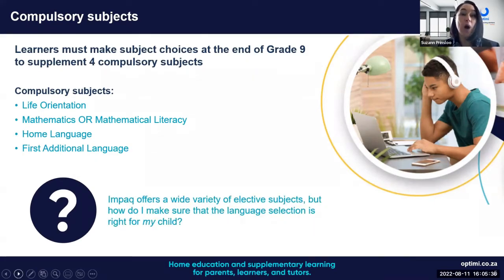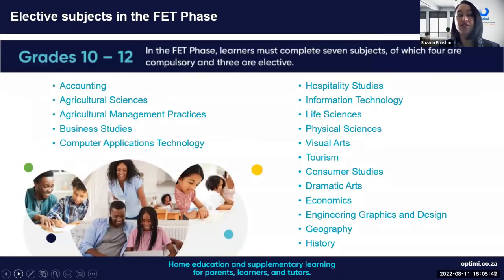We do offer a wide variety of elective subjects. Some of these subjects, such as agricultural sciences or agricultural management practices, EGD, consumer studies, hospitality studies, are really awesome subject choices that you won't necessarily find at all schools. But as an Impact learner, these are some of the subjects that you can choose, and you can choose 3 of these subjects. This afternoon, we'll be spending some time on history, the compulsory subject life orientation, as well as the elective subject geography.